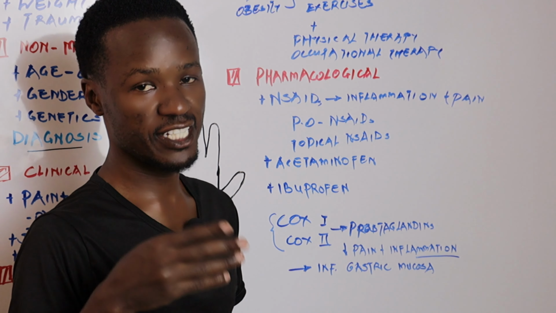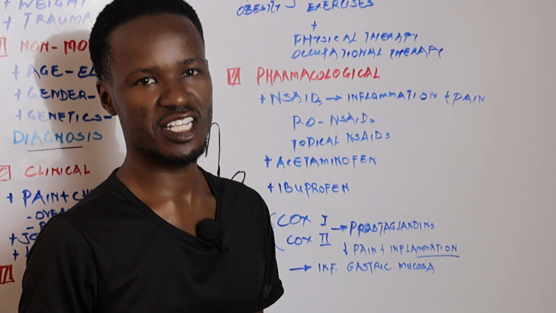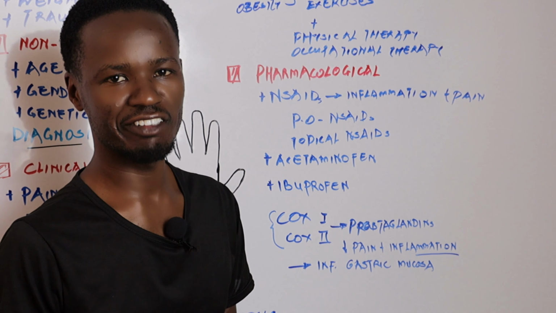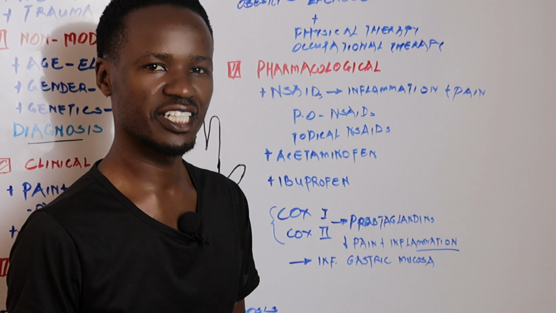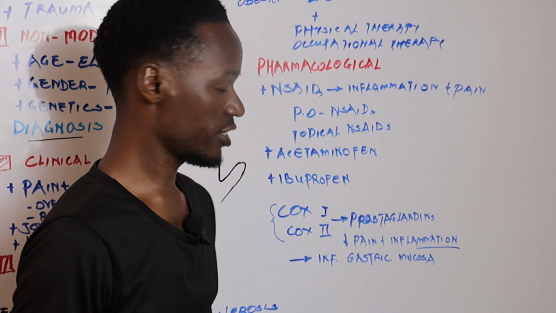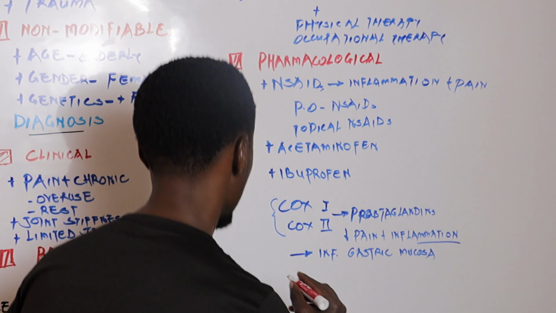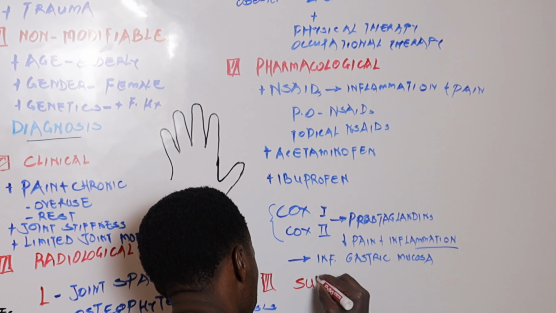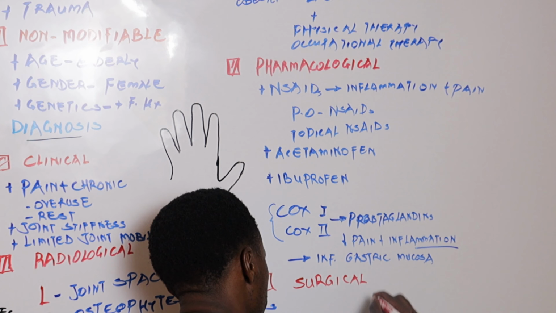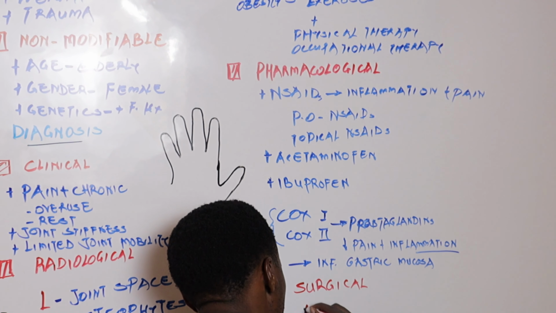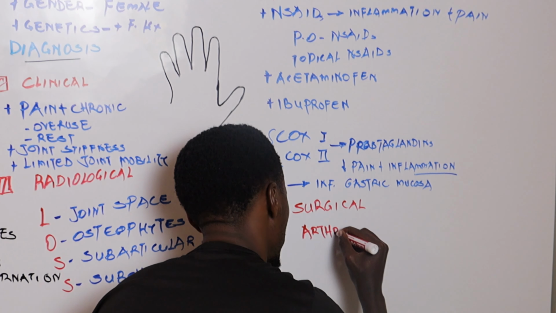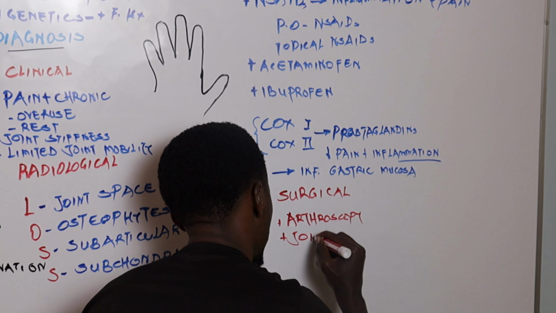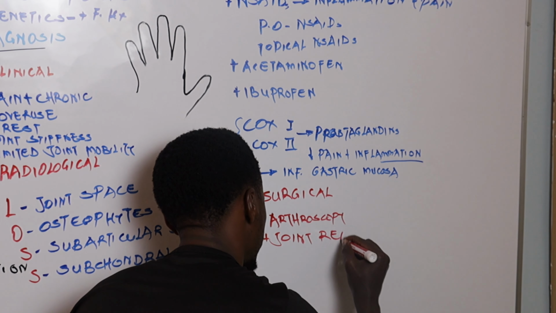Well, let's say that this disease has progressed further to a point that both the pharmacological and non-pharmacological management methods cannot work. And in this case, we go the third route, which is the surgical way. And in the surgical way, it means that there will be something like arthroscopy or joint replacement.